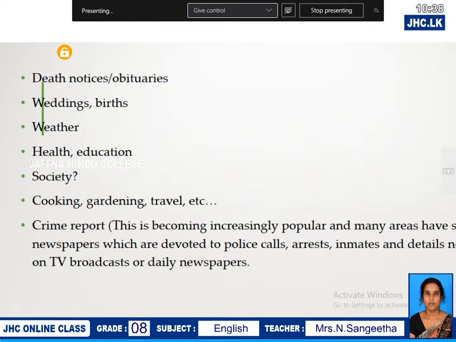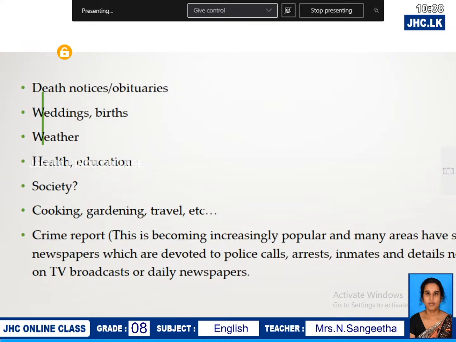Then death notices or obituaries, that is called obituary notice. Obituary notice is the death notice. மரண அறிவித்தல்னு சொல்லுவோம். And about weddings or births, invitations for weddings. And the weather forecast, in some papers labelled weather forecast, and there is a section. Health and education. Health. உங்களோட ஹெல்த்தை பற்றி ஏதாவது டாக்டர்ஸ் ஆர்டிகல்ஸ் இருக்கும்.